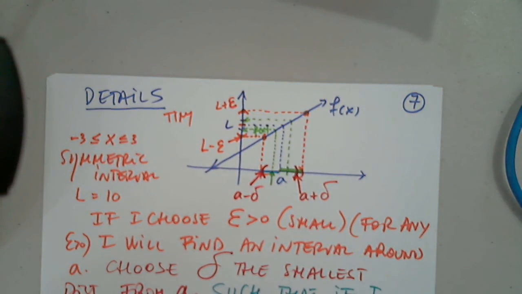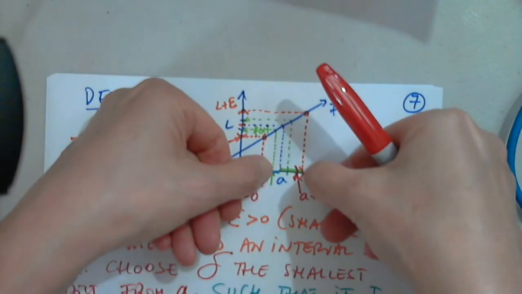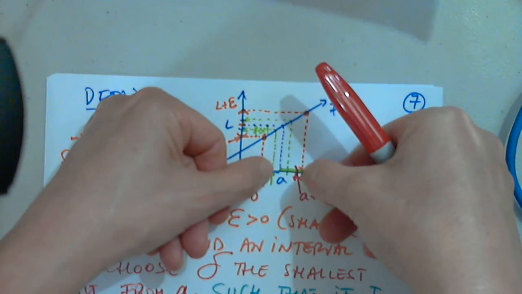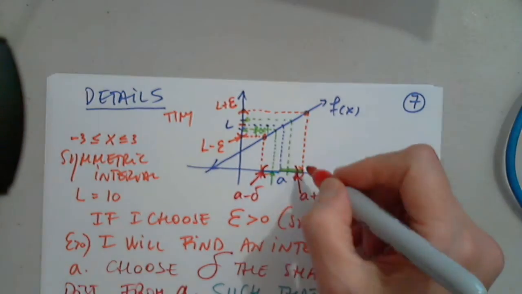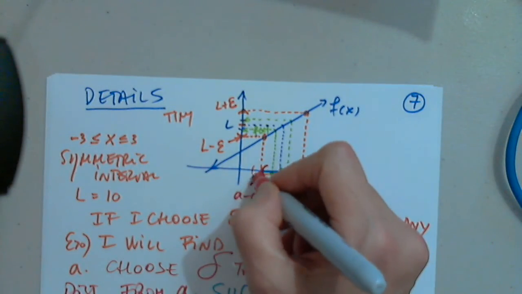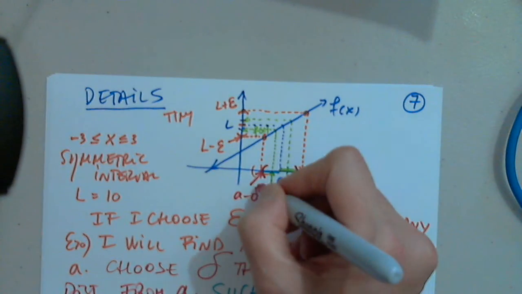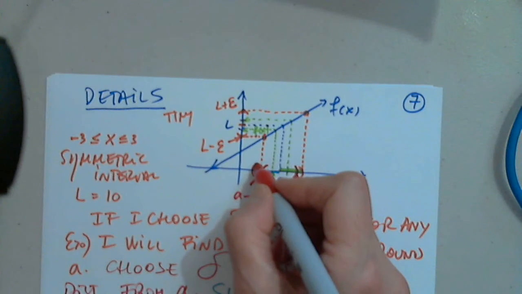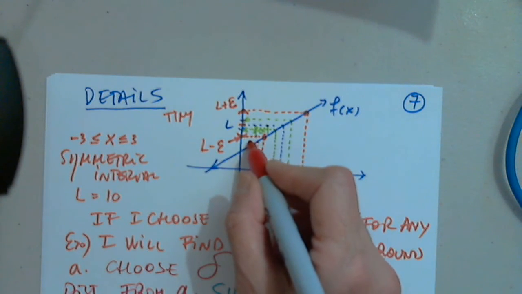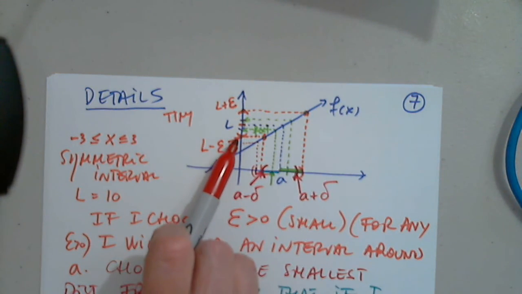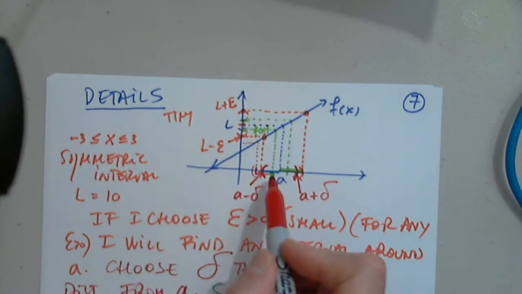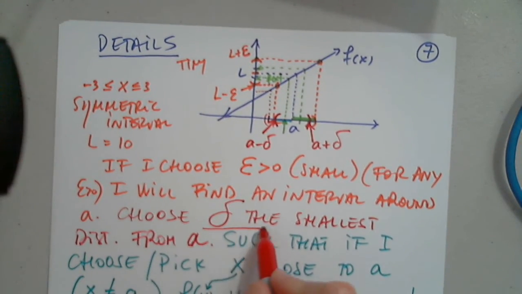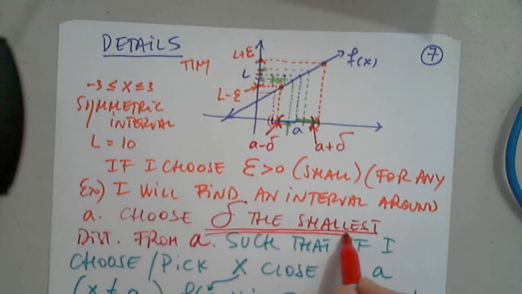But look what happens if I choose the wider delta. If I choose the wider delta, which is this, then I could possibly get an X here, which will not fall inside of the interval with epsilon. That's why we always have to choose delta as being the smallest.